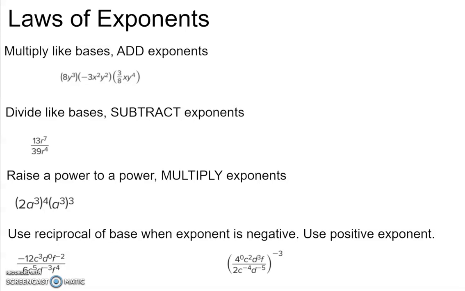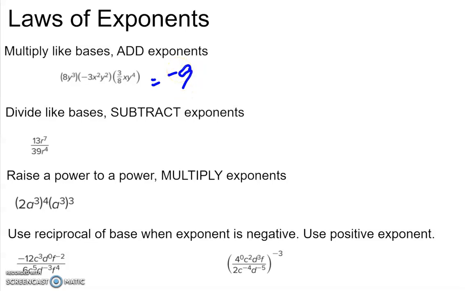So negative 3 times 8 is negative 24. Negative 24 divided by 8 is negative 3. And negative 3 times 3 will give us negative 9. So I have negative 9 here.